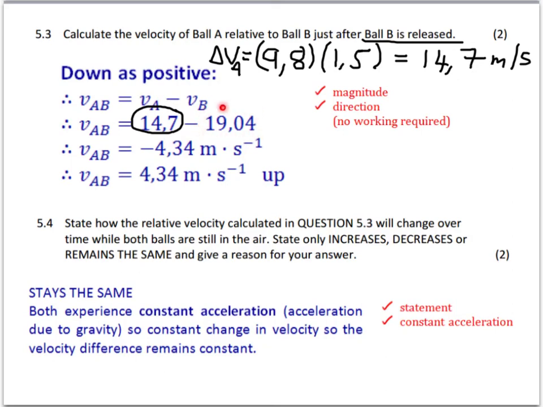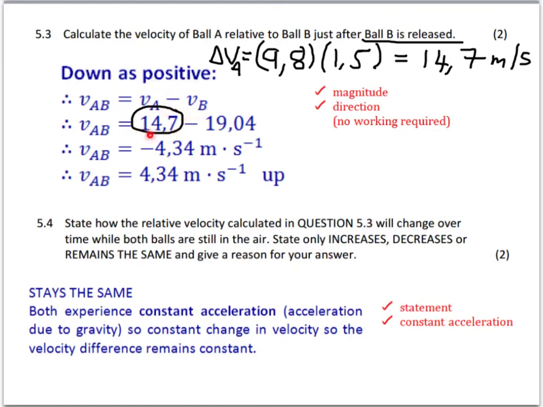Object B, we've worked out, was released with a speed of 19.04 meters per second. In this particular case, I have taken down as positive simply to not work with too many negative numbers. It's perfectly possible to do this calculation with up as positive as well. The relative velocity between A and B, or the velocity of A relative to B, is the velocity of A minus the velocity of B.